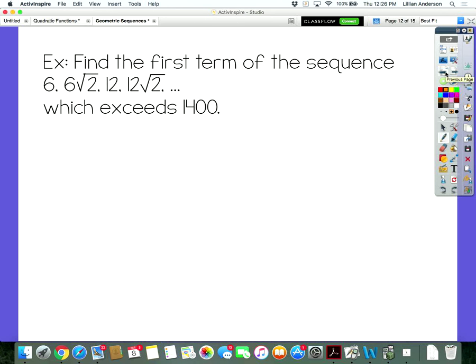Alright, so backing up, we're looking at this last example before we go back to series. It says find the first term of the sequence that exceeds 1400. So we have the first 4 terms of the sequence, and we're trying to figure out which term exceeds 1400. So we're going to end up using our general formula here. The thing we're trying to find is n, because we're trying to figure out which term exceeds 1400. We know our first term is 6. And if you look here, our common ratio, what do you think it is?